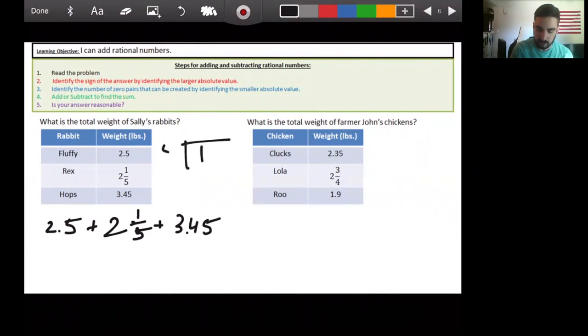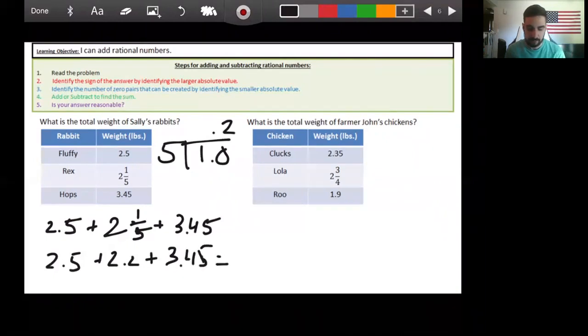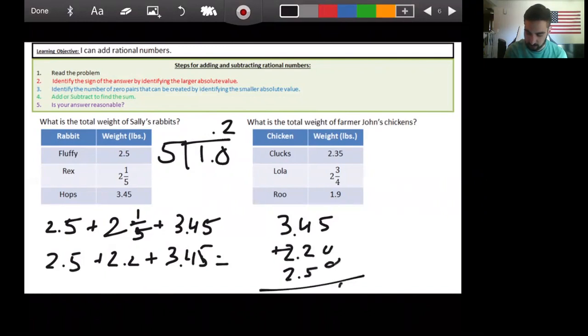Remember, top number goes in the box. Add the decimal, bring it up to get 0.2. So 2.5 plus 2.2 plus 3.45. We would just go ahead and add all these up. Make sure you're lining up your decimals. So I'll do it over here, 3.45 plus 2.2 and 2.50. So we're left with 5 here. 4, 9, 11, carry that up. 3, 4, 6, 8. So a total of 8.15. So 8.15.